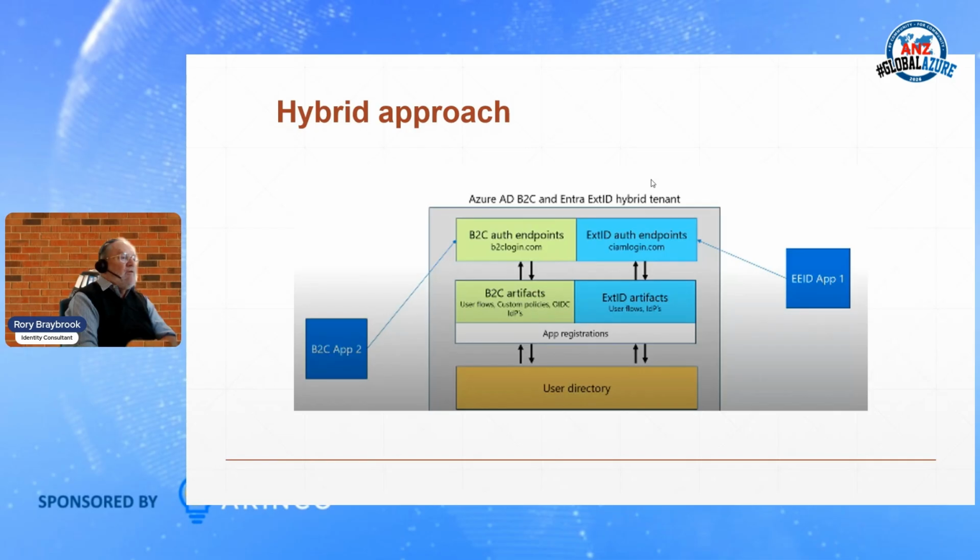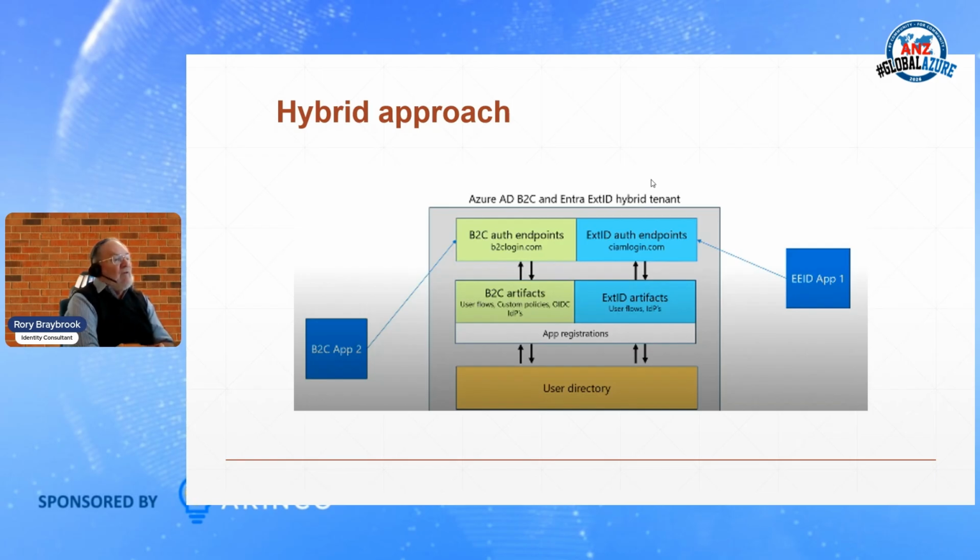Another alternative, and this hasn't got to GA yet, but it's been talked about. You can imagine one of the things they've done is they've put Entra External ID, the tenant, into an Azure AD B2C tenant. So B2C apps talk to the B2C endpoints, and Entra External ID apps talk to the Entra ID external endpoint. The artifacts are slightly different, as I've just discussed.